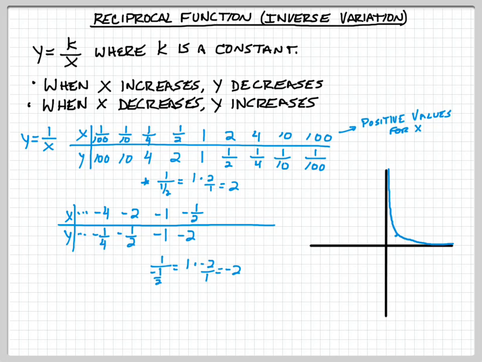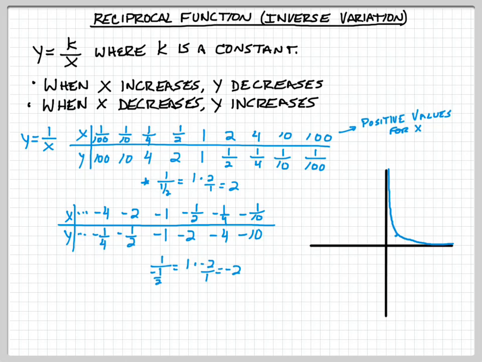And what if we do the same thing for negative 1/4? Well, again, we're going to do 1 over negative 1/4, multiply by the reciprocal, and we'll get negative 4 for our answer. And finally, let's do 1 over negative 10. Again, flip it, multiply it, get negative 10.